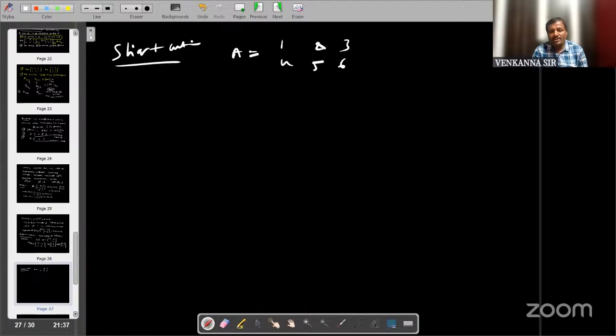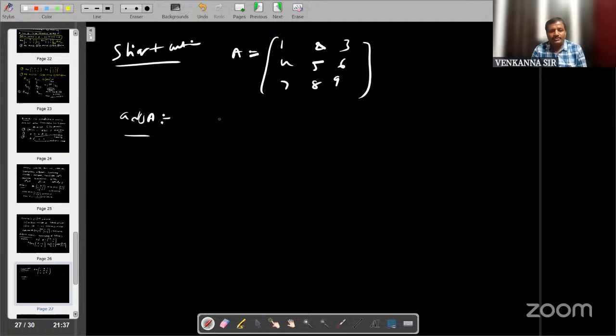Then next, if a 3 by 3 matrix is given, how to calculate the adjoint? I am going to give you a very important shortcut here. Matrix A is given, 1, 2, 3, 4, 5, 6, 7, 8, 9. Already I told you it is a square matrix and also a singular matrix. What is the definition of a singular matrix? Whose determinant is equal to 0. How to calculate the adjoint of this matrix? Remember this shortcut.